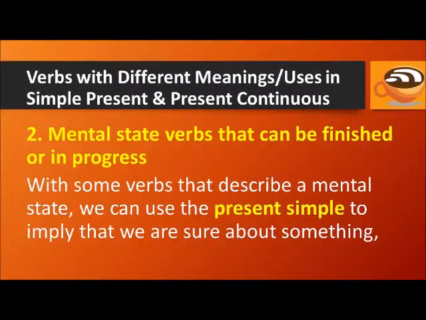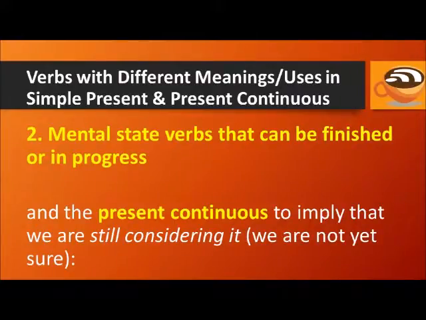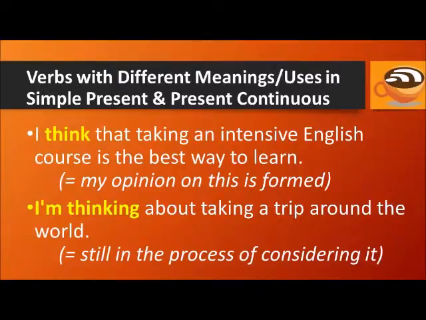Also, with some verbs that describe a mental state, we can use the present simple to imply that we are sure about something, and the present continuous to imply that we are still considering it. We are not yet sure. For example, if you say, I think that taking an intensive English course is the best way to learn, that means my opinion on this is formed. I am sure of my belief. But if you say, I'm thinking about taking a trip around the world, that means I'm still in the process of considering it. I am not sure if I will go or not.